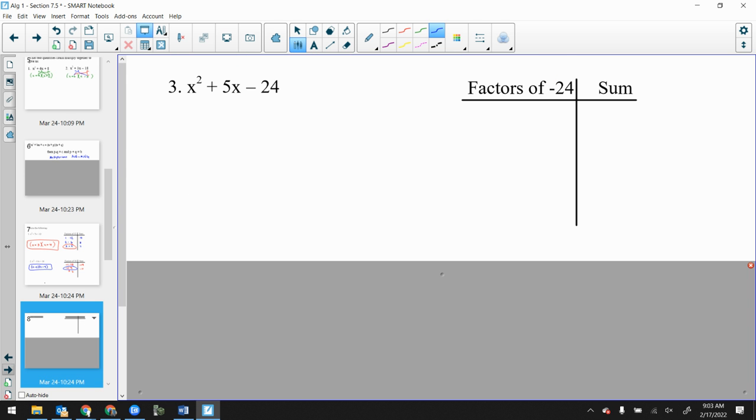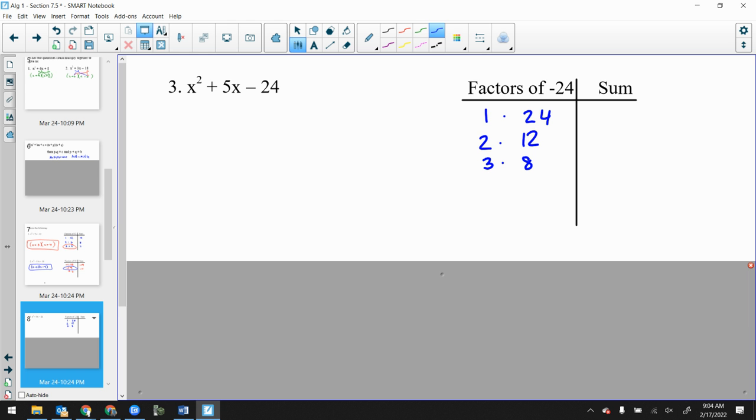Let's take a look at the next one. Now this one's not written in for you guys, so go ahead and write it in. x squared plus 5x minus 24. So notice that I now find the factors of negative 24. Now, if I want to think about the factors of 24, that would be 1 times 24, 2 times 12, 3 times 8.